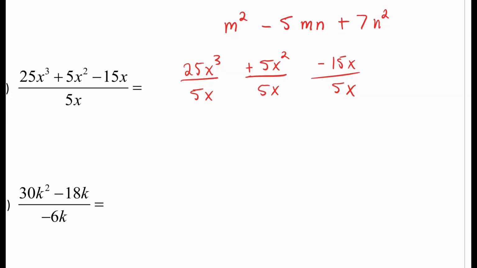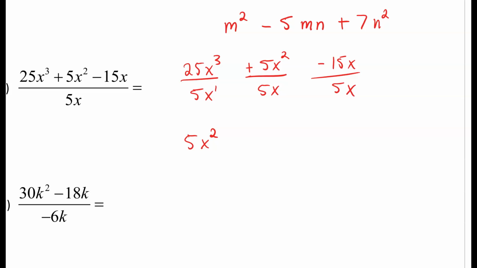So we will start at the beginning with the 25x cubed divided by 5x. You want to deal with your coefficients first. So 25 divided by 5 gets me 5. And we have x cubed over x, which is x to the power of 1. So we have 3 subtract 1, leaves me with x squared.